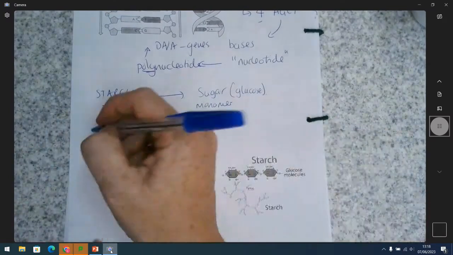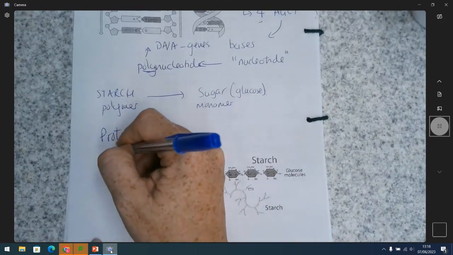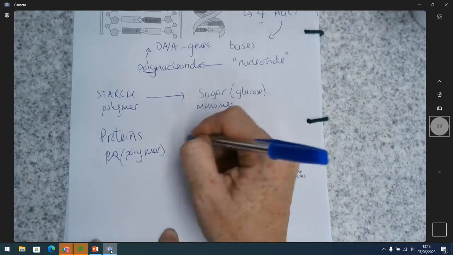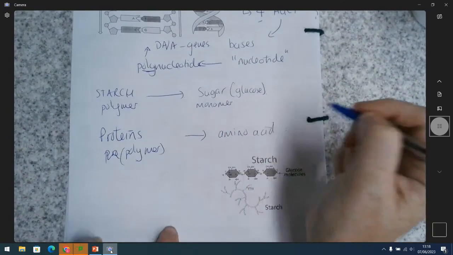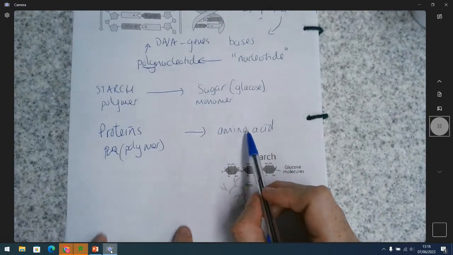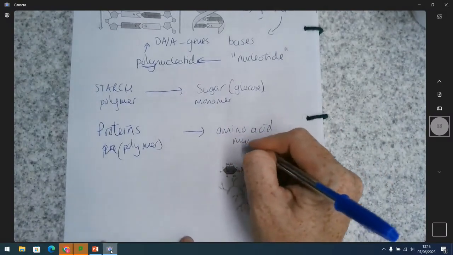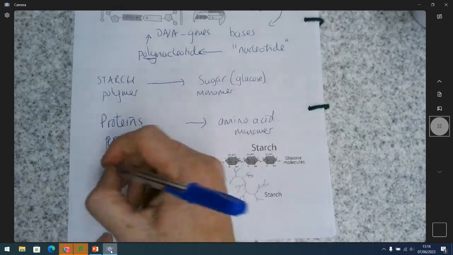You may get asked about proteins. So proteins are again the polymer, and they are made up from amino acids. And we do talk about the structure of amino acids in higher tier, but you just need to be aware that amino acids are the monomer for proteins. And again, this is all in biology paper 1.